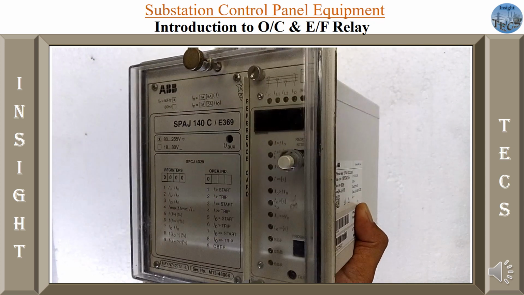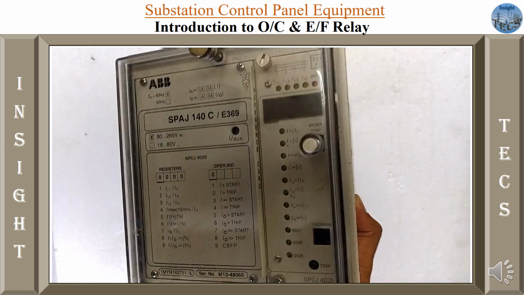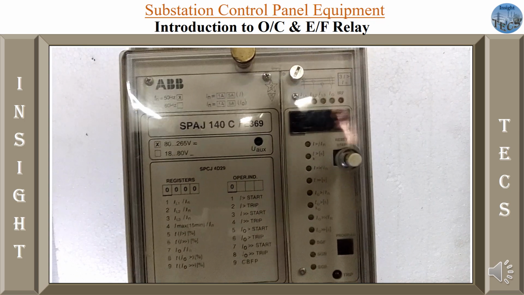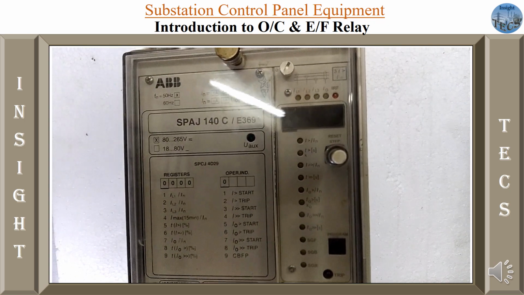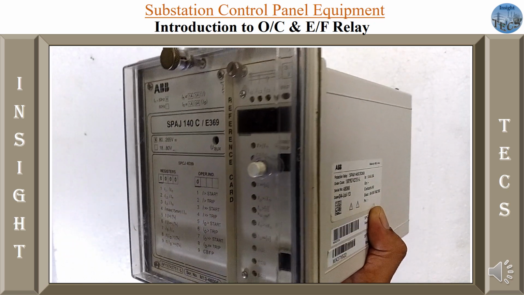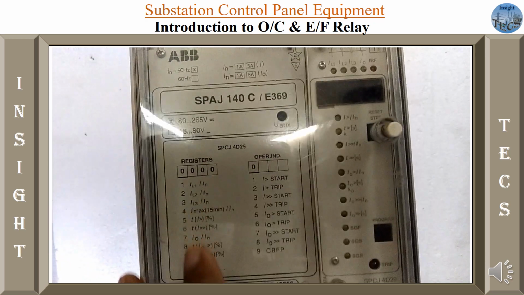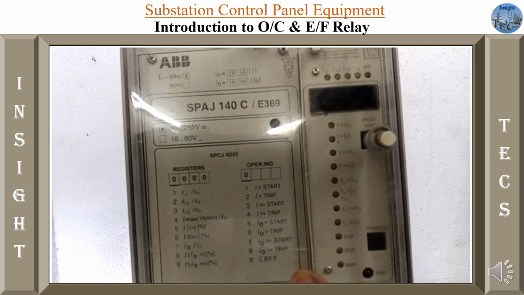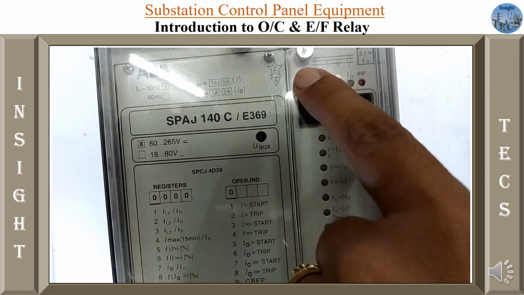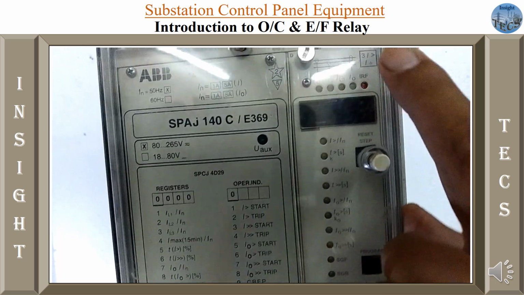So friends, as you can see over here, this is a numerical type overcurrent earth fault relay, having ABB as the company, and it is called the PAS 140C relay of ABB make. So different companies make different kinds of overcurrent earth fault relays, but the basic principle for them is the same. And you can see over here on the display they have already given various kinds of faults. These LEDs will display on which line the fault is occurring, which phase the fault is occurring.